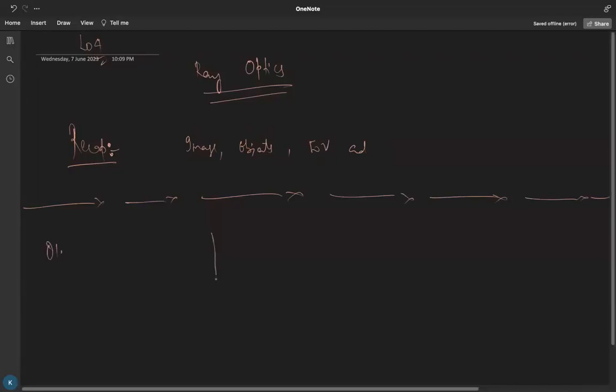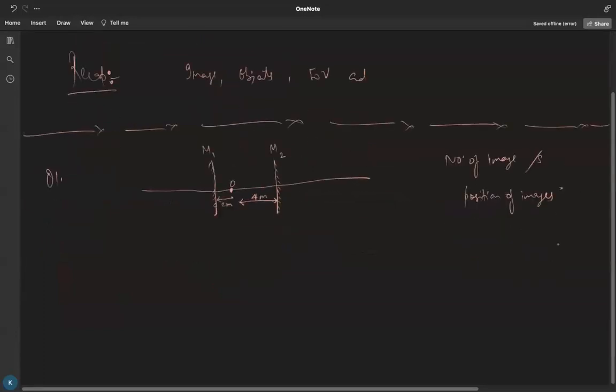There are two mirrors, and a line joining the two mirrors, and between them an object is kept, which is 2 meter from one mirror and 4 meter from the other mirror. Let me call this mirror M1 and this mirror M2. You have to find the number of images and the position of the images. I'm going to tell you shortcuts, but first you have to do it this way.